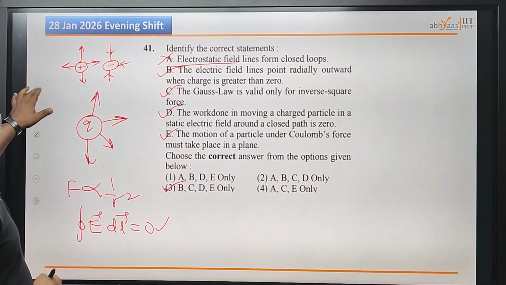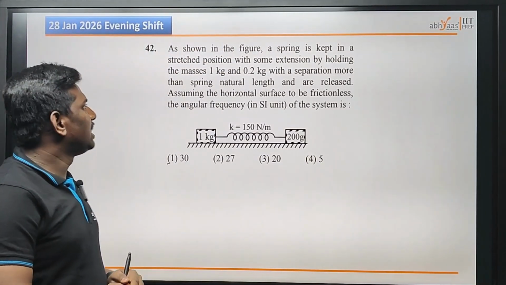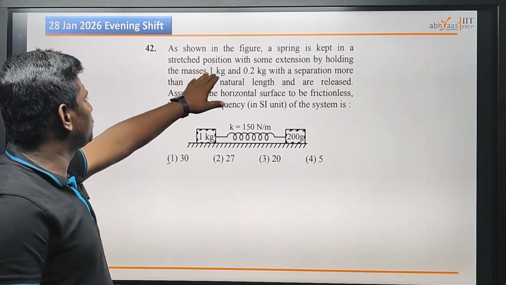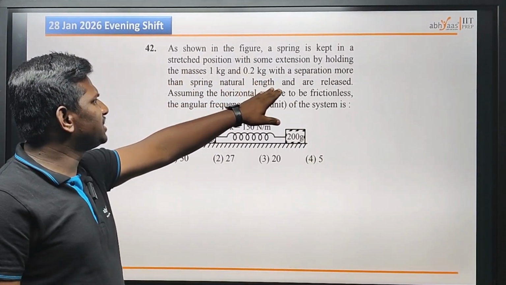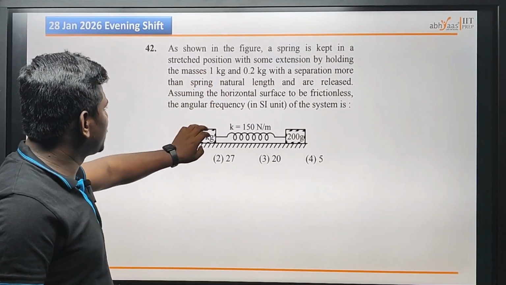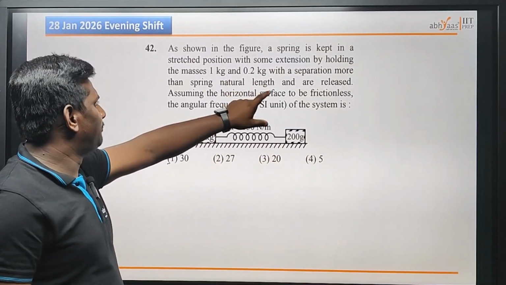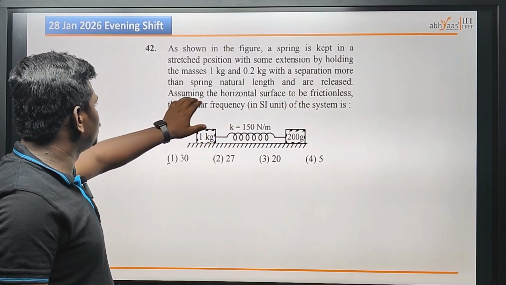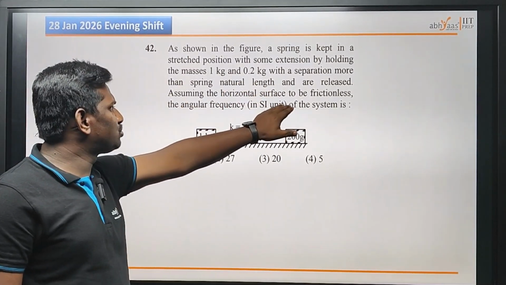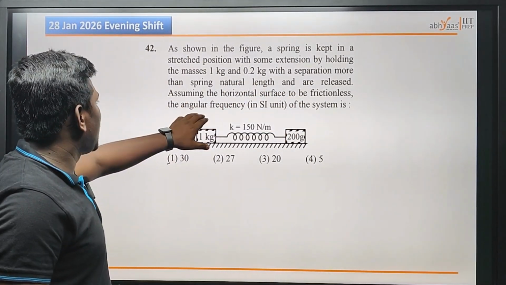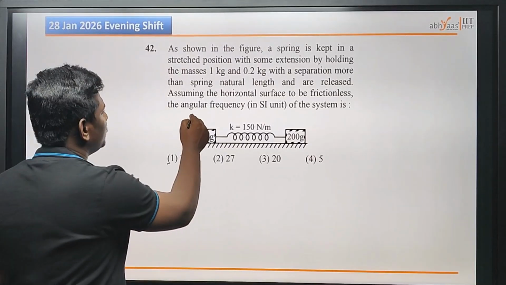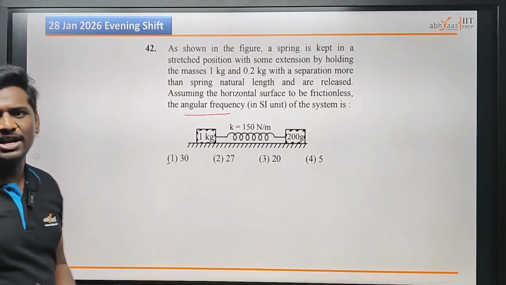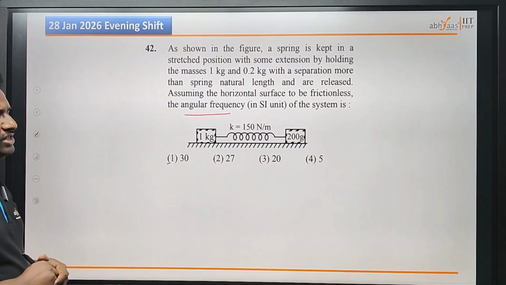Next question. 42. As shown in figure, a spring is kept in a stretched position with some extension by holding masses 1 kg, 0.2 kg with a separation more than spring natural length. They are released. Assume the horizontal surface to be frictionless. Angular frequency of the system. What do you have to find? You have to find the angular frequency of the system.